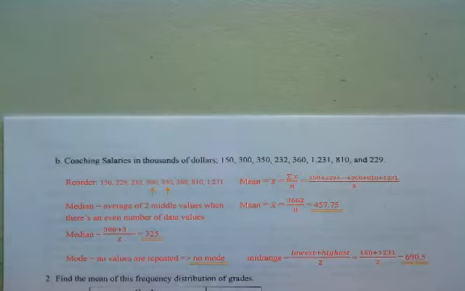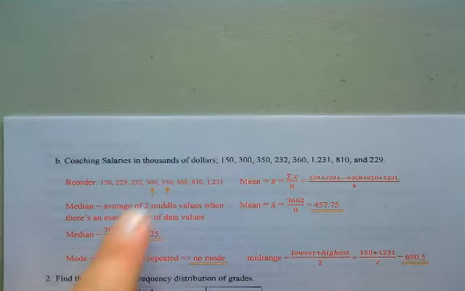In this case, there are actually 8 values in the list and not just 7. So we have to take the 2 middle values and average them. So 300 plus the 350, sorry for the typo there, divide by 2, and we get 325.